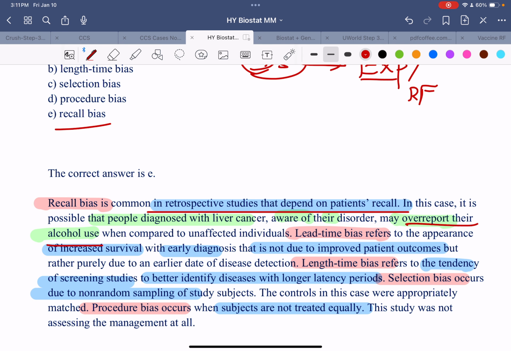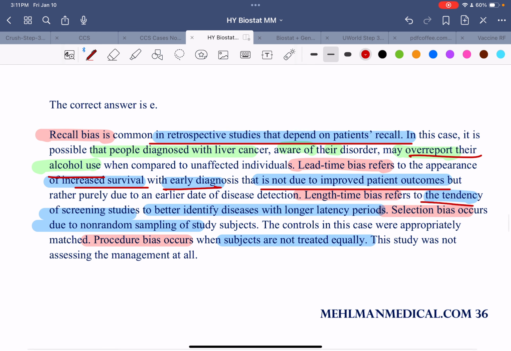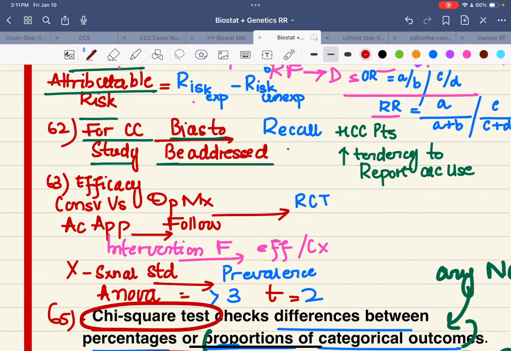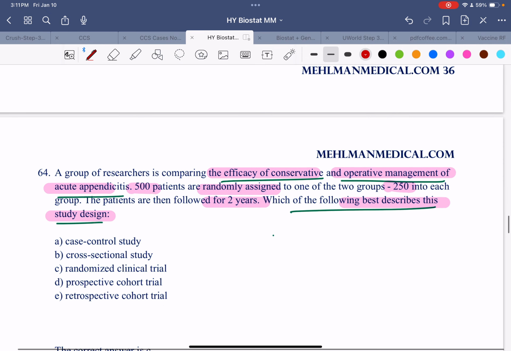Whereas, if we have a screening test, and the screening test just makes us believe that the patients are being diagnosed early, and then there is increased survival without improvement in the patient outcomes, this is known as lead time bias. And then the tendency of a screening test to identify diseases with longer latency periods is length time bias. Bias due to non-random sampling of the study subjects is known as selection bias. Bias when the subjects are not treated equally is known as procedure bias, right? Okay, so we have done a quick review that for case control study, the bias that needs to be addressed is the recall bias. Question number 64.